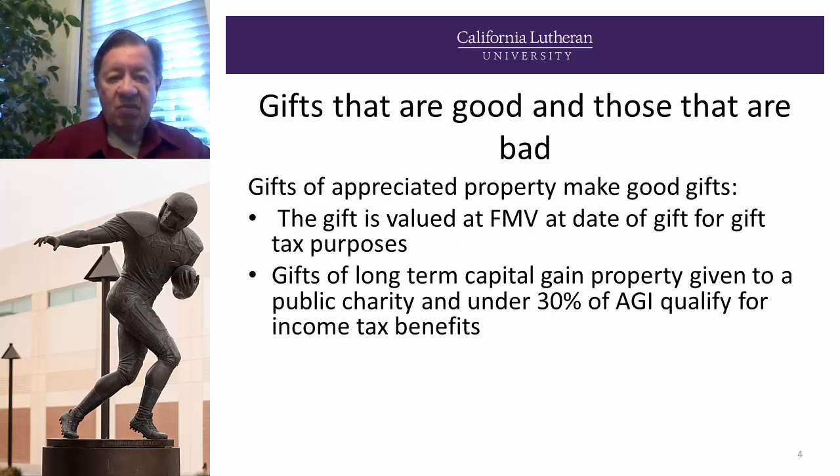You put a restriction on it, then it is no longer an outright gift. Gifts that are good and those that are bad, I guess the best way of putting it is gifts of appreciated property make good gifts, because you get the benefit of the fair market value for gift tax purposes rather than your basis, although that is not true for income tax. And the gifts of long-term capital gain property given to public charity and under 30% of AGI qualify for the income tax benefits. So if you can get a gift that falls within the criteria of the income tax, it also has a low basis and high fair market value, that would be very appropriate for gifting.